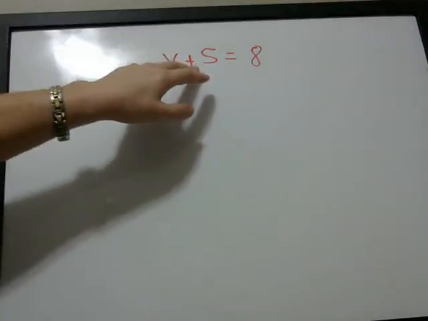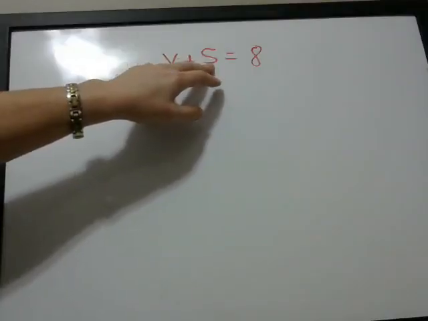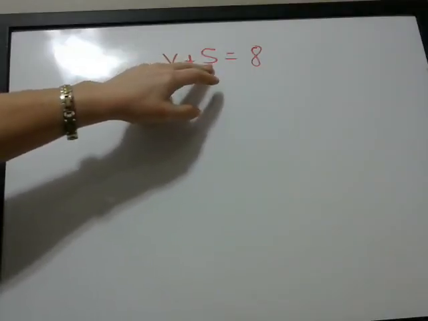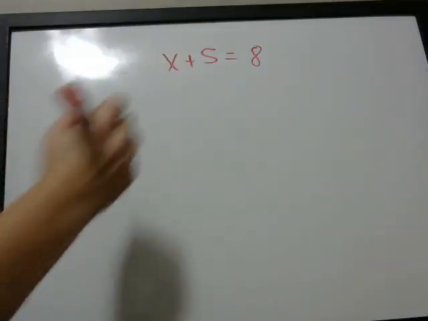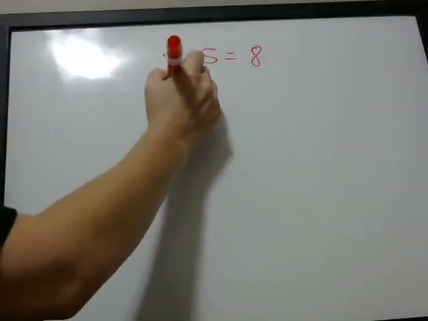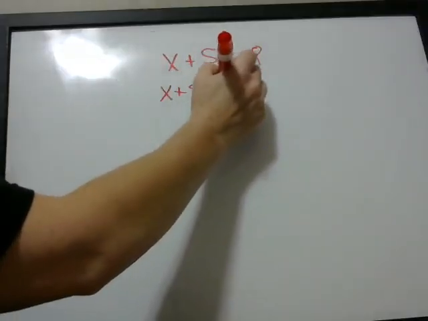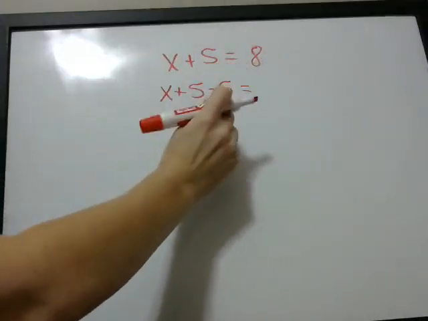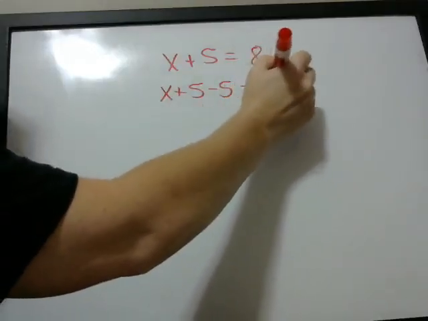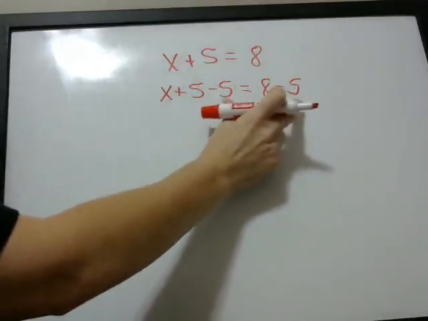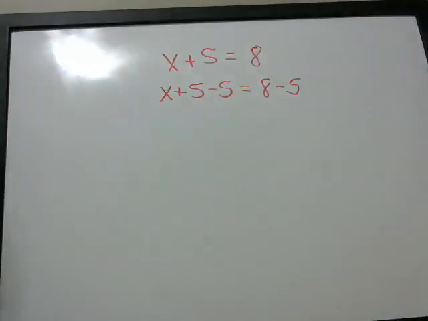Well, here you see that we're adding 5. So to get rid of it, you do the opposite. The opposite of addition is subtraction. So all we're going to do is subtract 5. Now if we subtract 5 on one side of the equation, we have to subtract 5 on the other side of the equation in order to keep them equal.